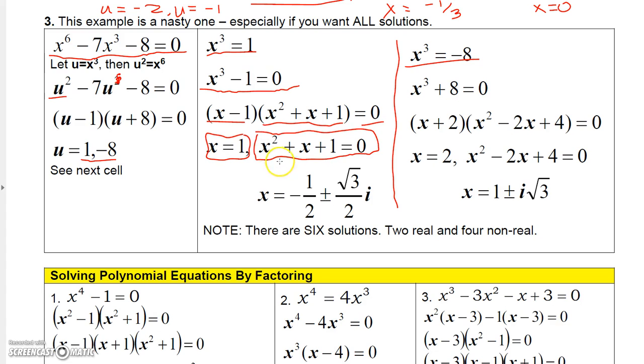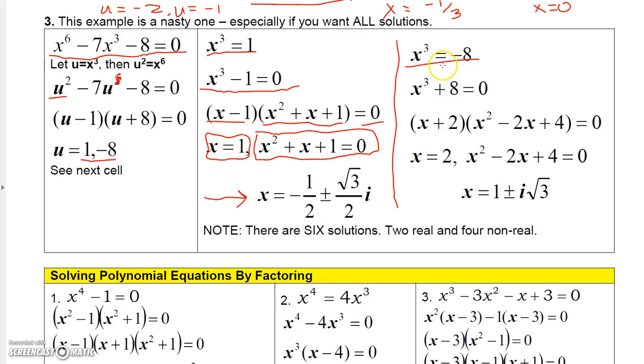you actually have to use the quadratic formula, and I'm not going to do that here, but a would be 1, b would be 1, c would be 1. And so you would use the quadratic formula to solve this, and what you'd find out is you get two non-real solutions here. You get -1/2 plus or minus the square root of 3 over 2 i. So basically there's 1, 2, 3. There's one real and two non-real solutions.